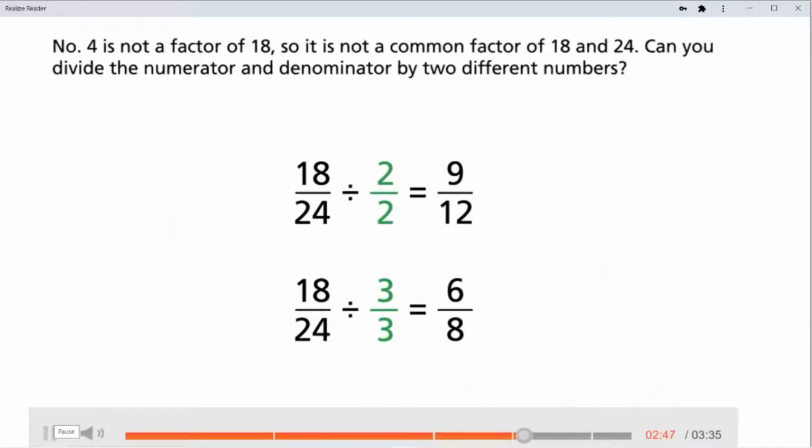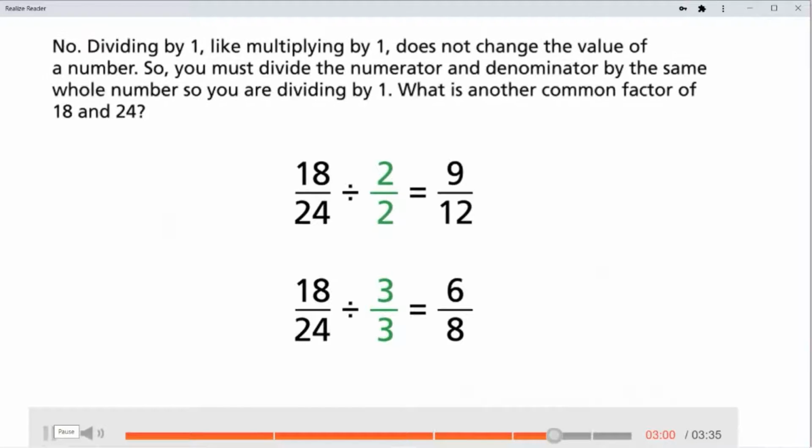No, 4 is not a factor of 18, so it is not a common factor of 18 and 24. Can you divide the numerator and denominator by two different numbers? No. Dividing by 1, like multiplying by 1, does not change the value of a number. So you must divide the numerator and denominator by the same whole number, so you are dividing by 1.